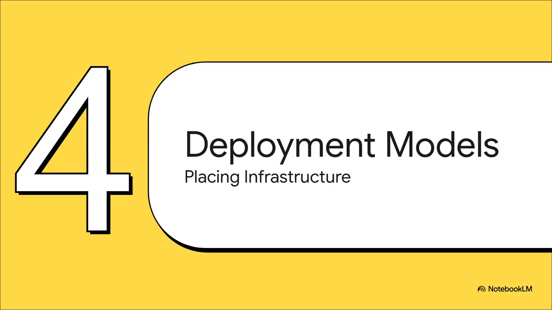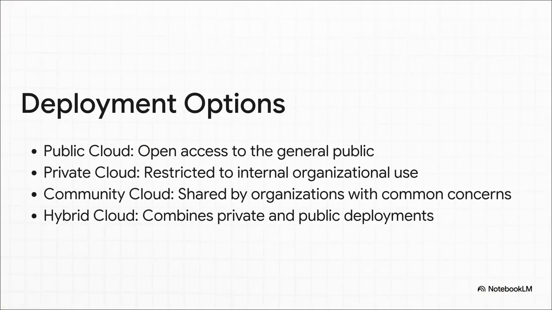Section 4. Cloud Deployment Models, Placing the Infrastructure. So where does all this actually live? We have 4 primary deployment environments. First is the public cloud. It's available to the general public, it's highly economical, and it's owned by a vendor like Amazon or Google. Second is the private cloud, which is restricted to a single organization for internal use, offering some really tight security boundaries. Third is the community cloud.